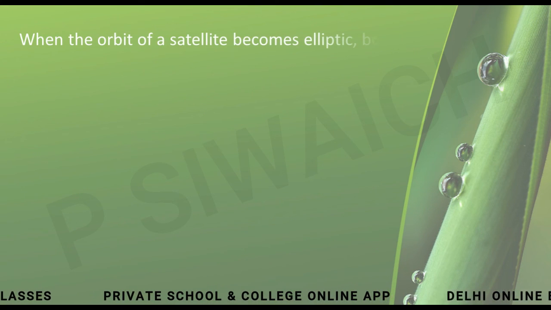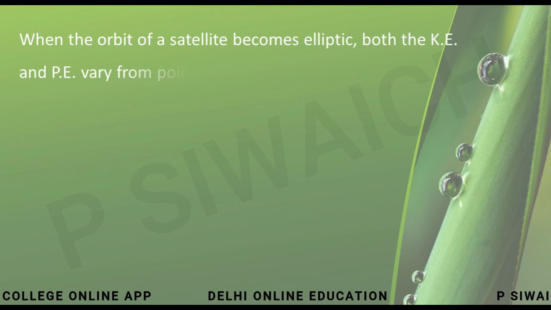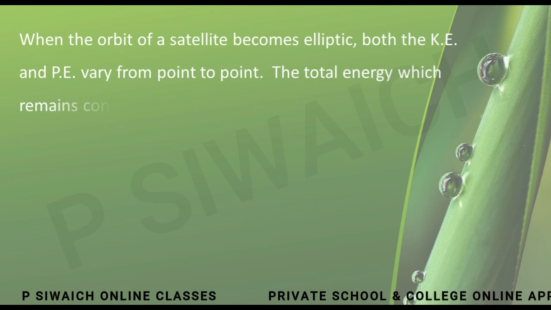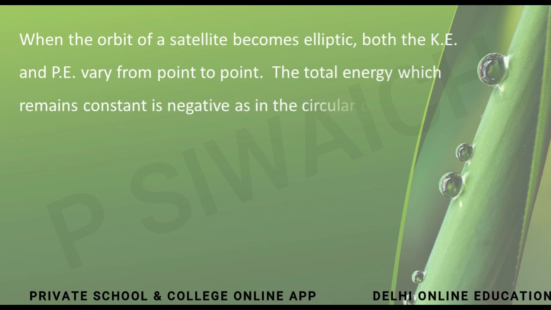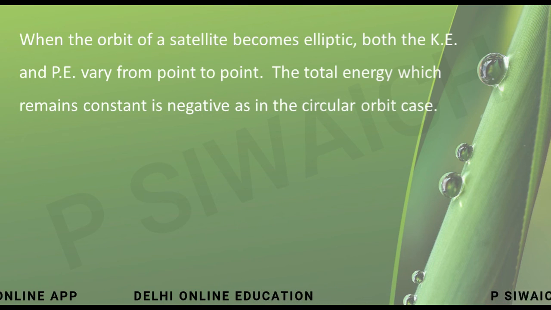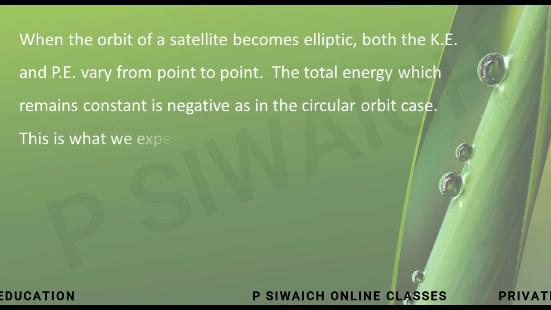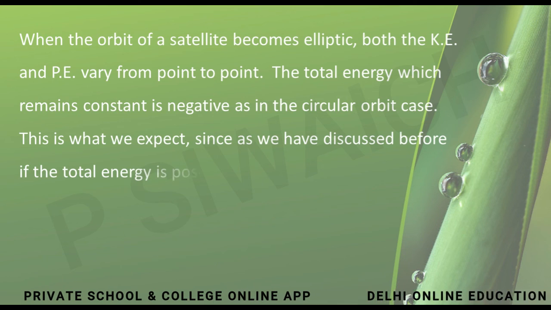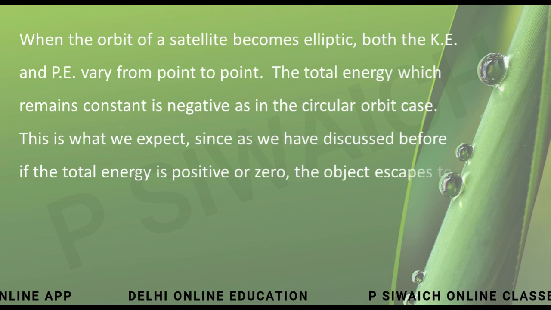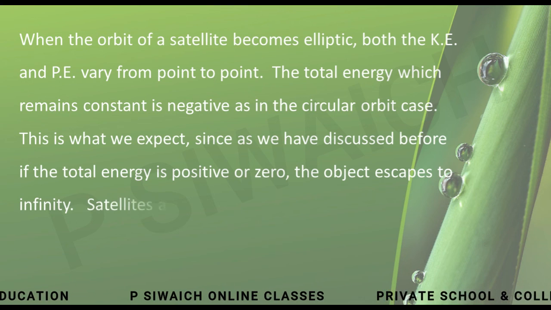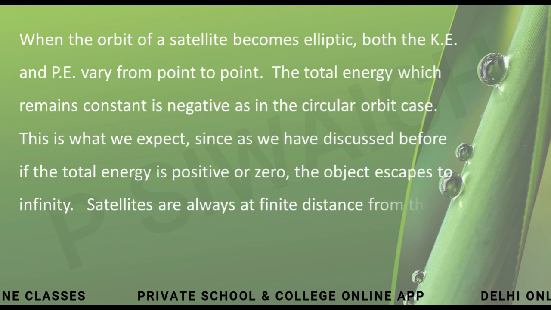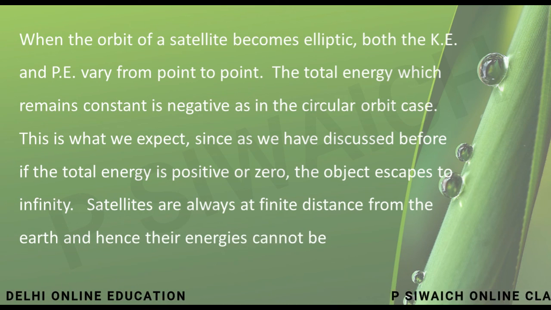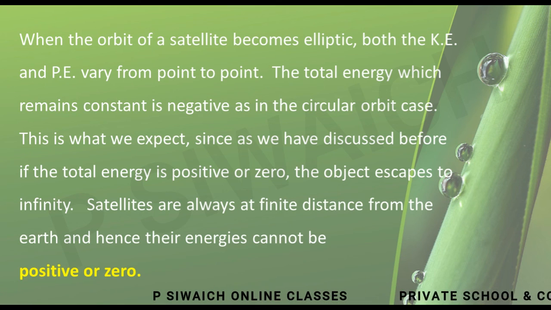When the orbit of a satellite becomes elliptic, both the kinetic energy and potential energy vary from point to point. The total energy, which remains constant, is negative, as in the circular orbit case. This is what we expect, since, as we have discussed before, if the total energy is positive or 0, the object escapes to infinity. Satellites are always at finite distance from the Earth, and hence their energies cannot be positive or 0.